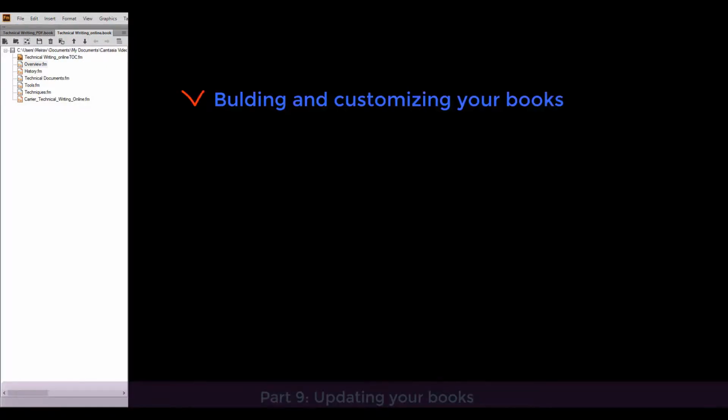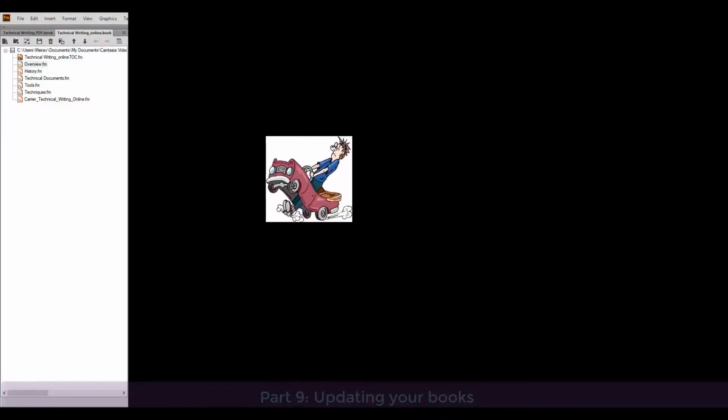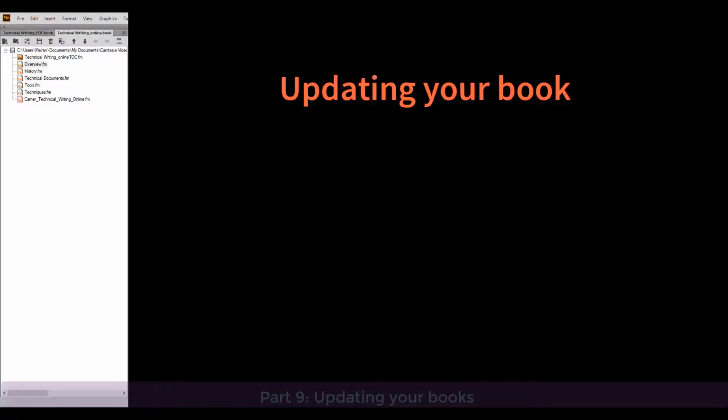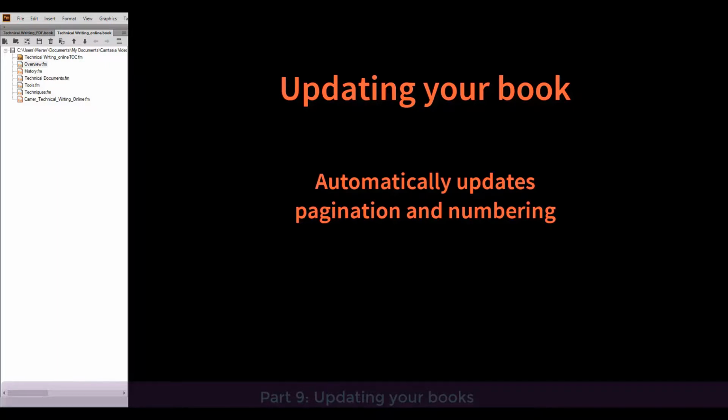Now that you've completed building and customizing your book, you're ready to generate the final output. Hang on guys, there's one last step that's commonly skipped, but one of the most important in book generation. This is updating your book. When you update your book, FrameMaker automatically updates pagination and numbering, in addition to checking for any broken cross-references.